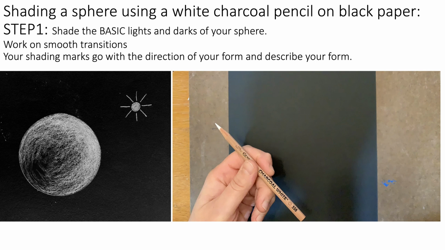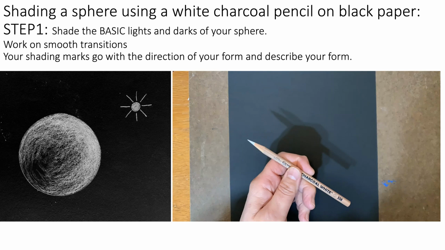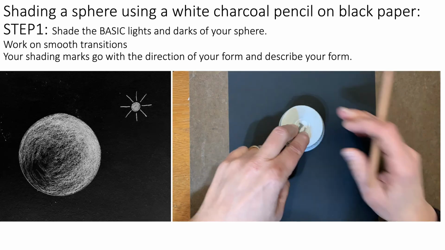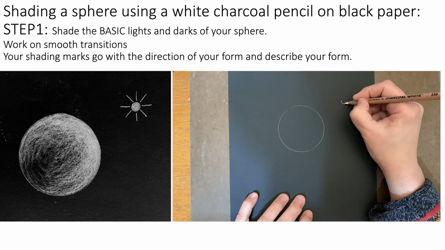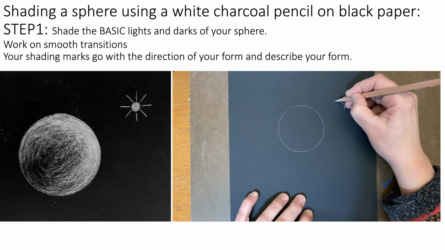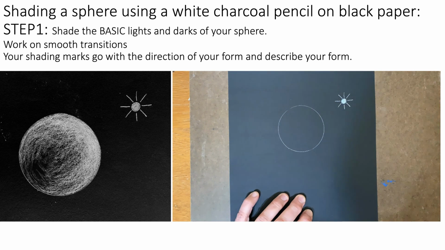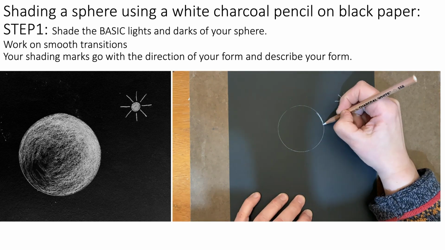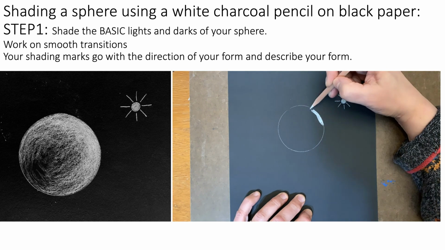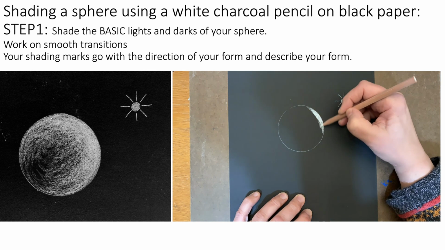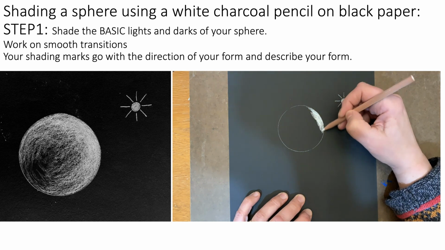Now we're going to use our white charcoal pencil and draw a sphere on black paper. Again, lightly trace your circle and draw in your light source. This time, I'm starting with the lightest part of my sphere, the highlight, and gradually loosen the pressure to create darker values. Again, you can see me turn my paper to make it easier to shade in the direction of my form.